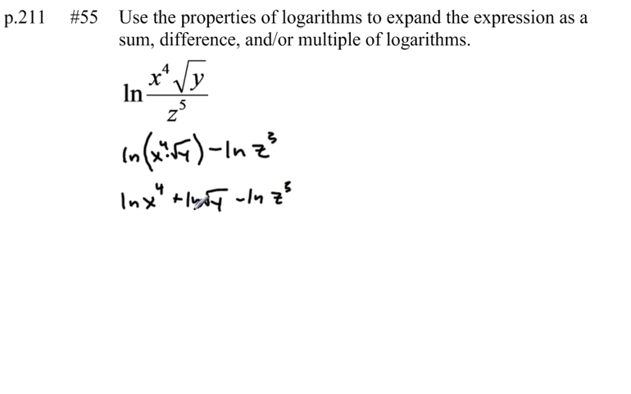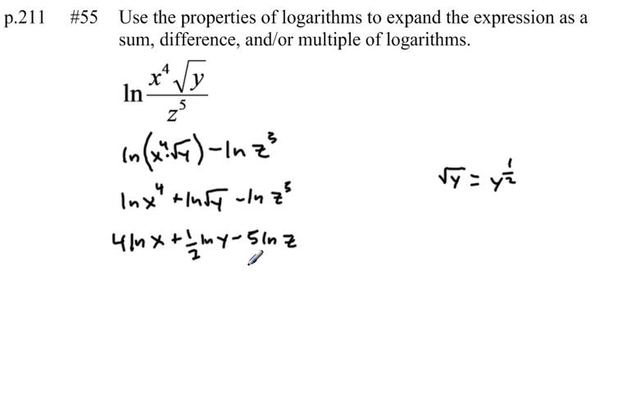Okay, now let's take care of these powers because we know that anytime we have the logarithm of a quantity to a power, I can write that power out in front. So I can say that's equal to 4 times the natural logarithm of x plus. Now this natural log of the square root of y is equal to y to the 1/2 power. Okay, and if I think of it that way, I can take the 1/2, move it out in front, so I can write this as plus 1/2 times the natural logarithm of y minus, last but not least, let's move this 5 out in front, 5 times the natural logarithm of z.